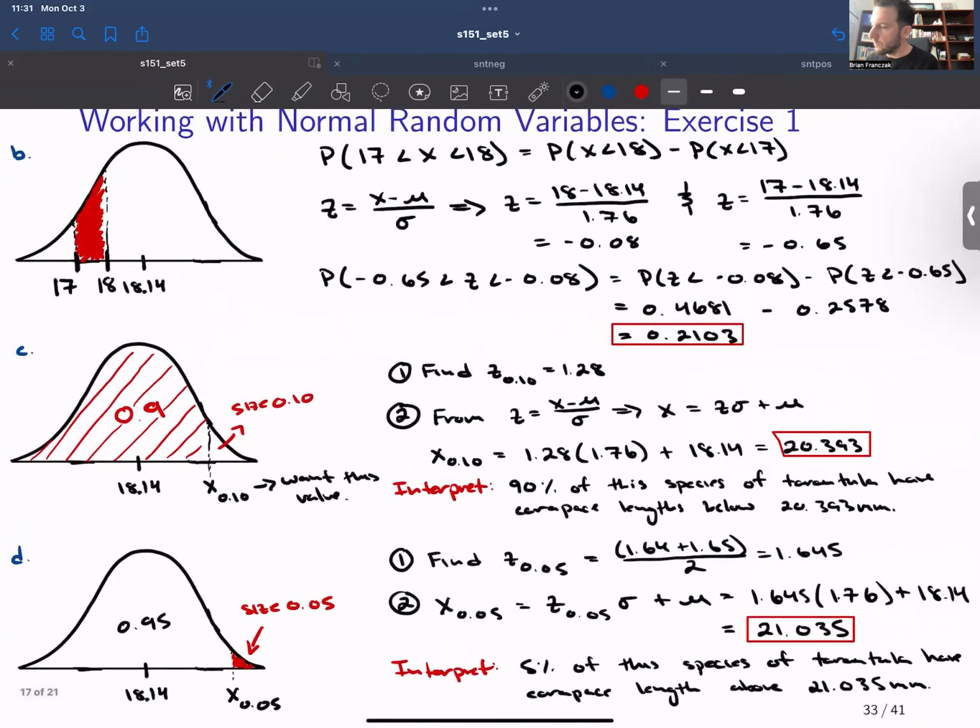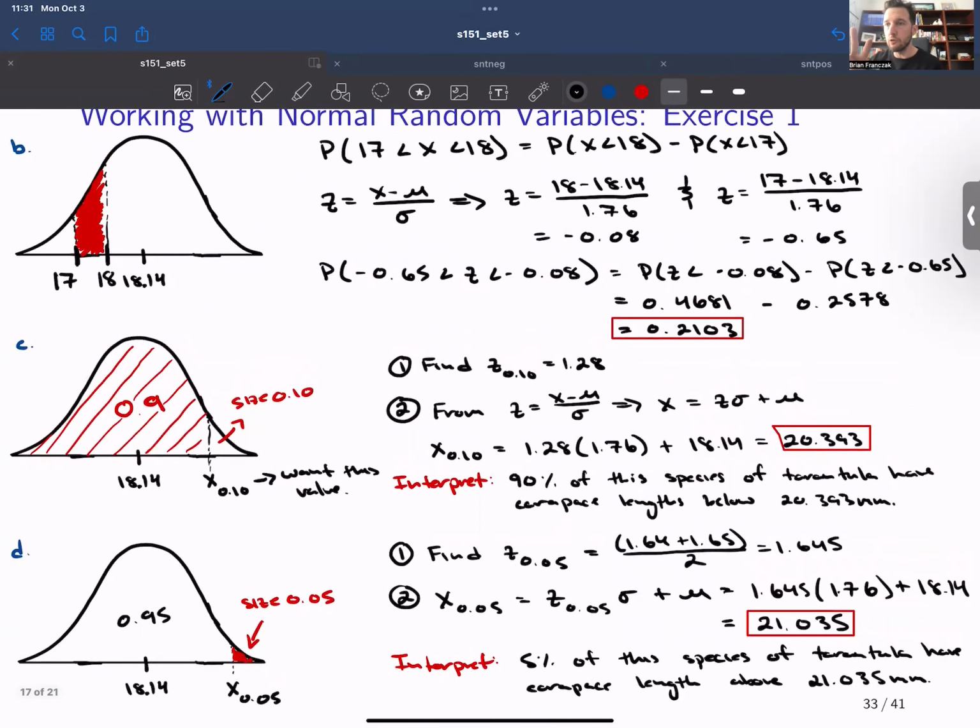All right, so we have seen 2 examples of finding area underneath a normal curve that is not standard normal. So that's part A and part B. And in both cases, all we really had to do was take our problem and turn it into a standard normal problem. So we use the formula Z equals X minus mu over sigma to convert the limits of the values we are working with to Z scores, and then we found the areas corresponding to those Z scores.